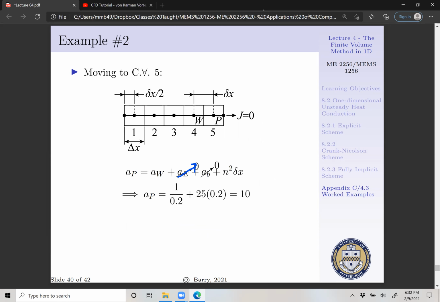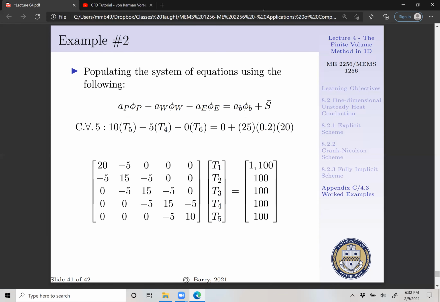Our fifth control volume, we have nothing in terms of an eastern cell, because that's the end of our domain. And we have nothing, so A B phi is 0 because it was insulated, because we'd have Q B times A B, and Q B is 0 flux. We said it was perfectly insulated, so that's 0. And then we just have n squared delta x. So A P in this situation boils down to 10. We'd have 5 plus 5. 10 here, minus 5 stays.